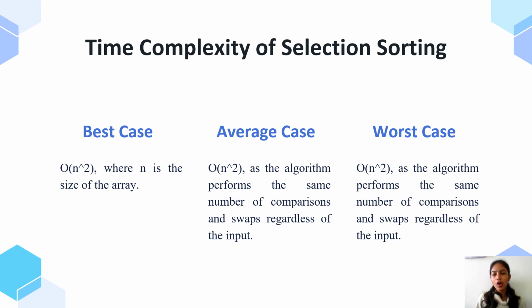Time complexity of selection sorting. Best case: O(n^2), where n is the size of the array. Average case: O(n^2), as the algorithm performs the same number of comparisons and swaps regardless of input. Worst case: O(n^2), as the algorithm performs the same number of comparisons and swaps regardless of input.